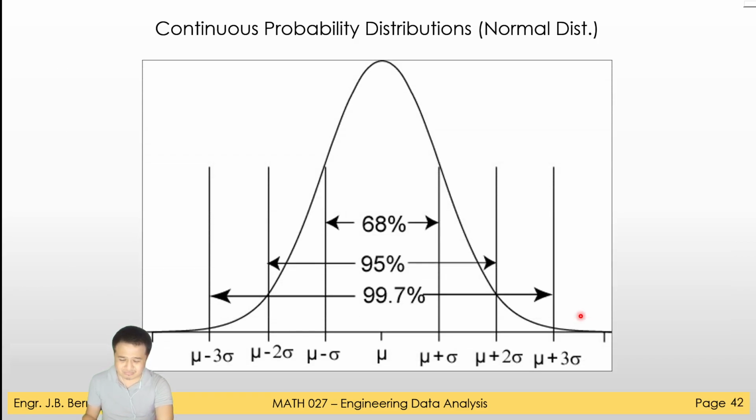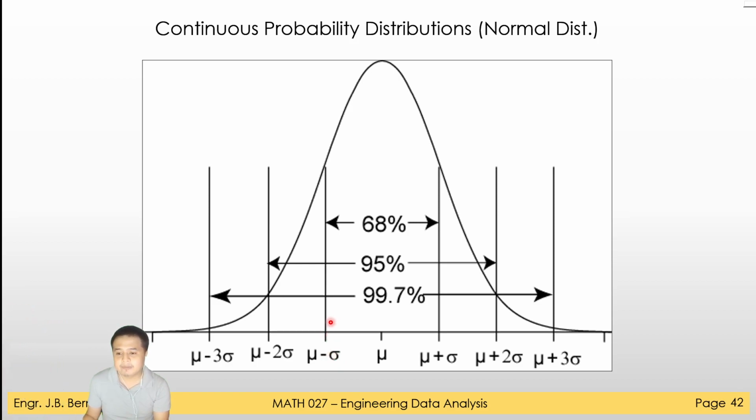Now, we are already familiar with this estimation, which basically means that if you have a normal distribution curve and you want to find the area within one standard deviation. So within one standard deviation, meaning mean plus one standard deviation, and mean minus one standard deviation.